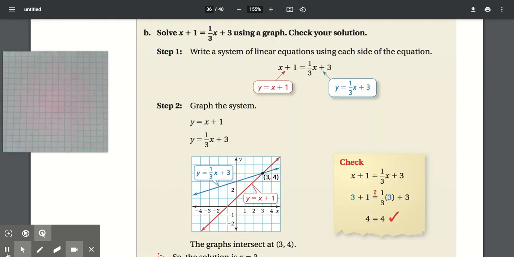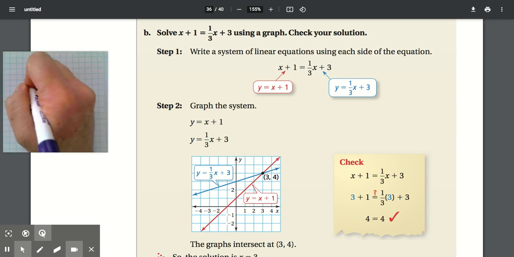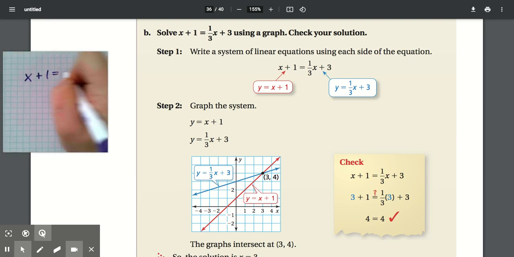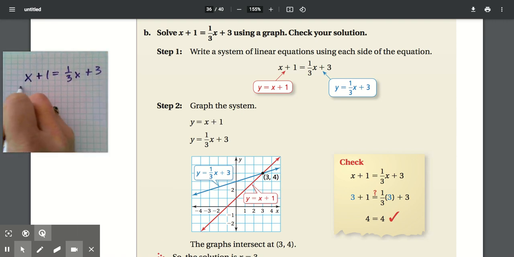Now, let's look at a different special system of equations. Here in this example, you're going to notice just the basic structure of a system of equations is if they have different slopes and different y-intercepts, they are going to cross at some point. But I want you to take note of the form of this original equation. We have x plus 1 equals 1/3 x plus 3. So these two things are equal to each other.